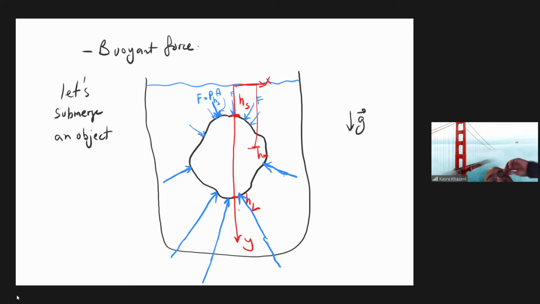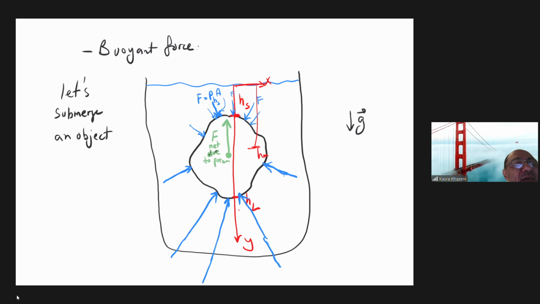So the net result is, if I added all these vectors vectorially, and let's say this is the center of mass of the object, I would get some net force pushing it up. This is some net force due to the pressure. Okay, so there's a net force pushing it up.